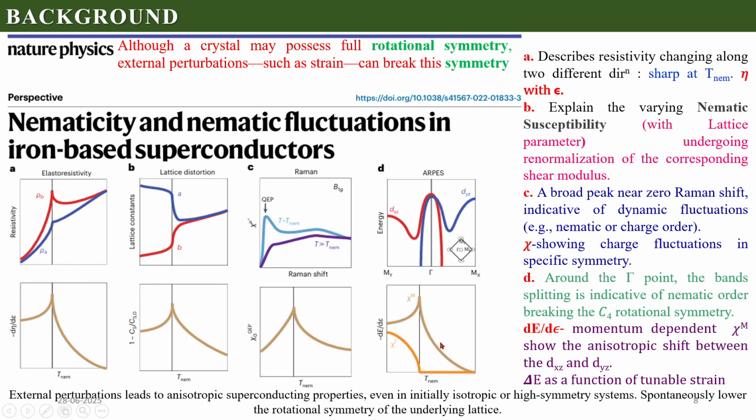And this is the ARPES measurement, showing the dxz and dyz atomic band structure calculation. This states that the bands are splitting and the symmetry is not the same in all directions. The symmetry is breaking, and across the nematic temperature there is an anisotropic change in the energy.